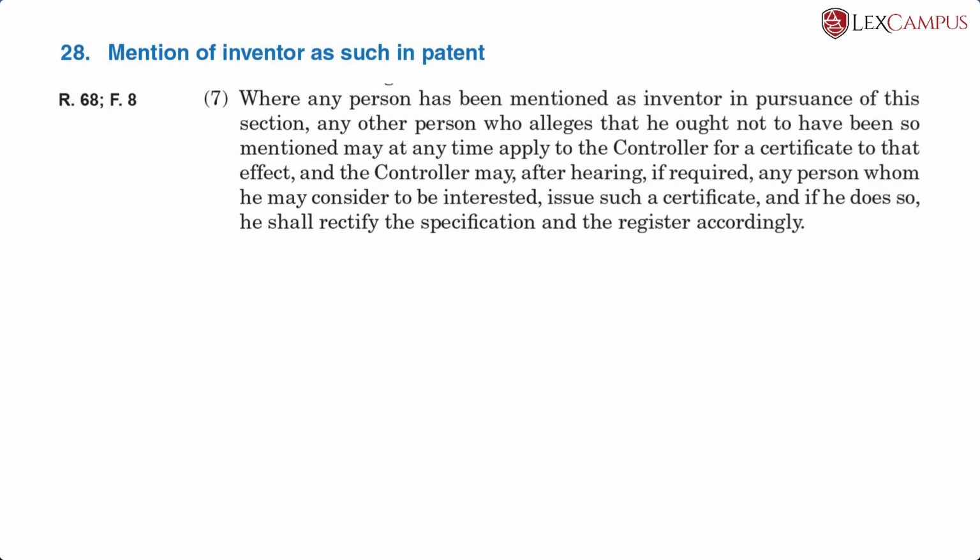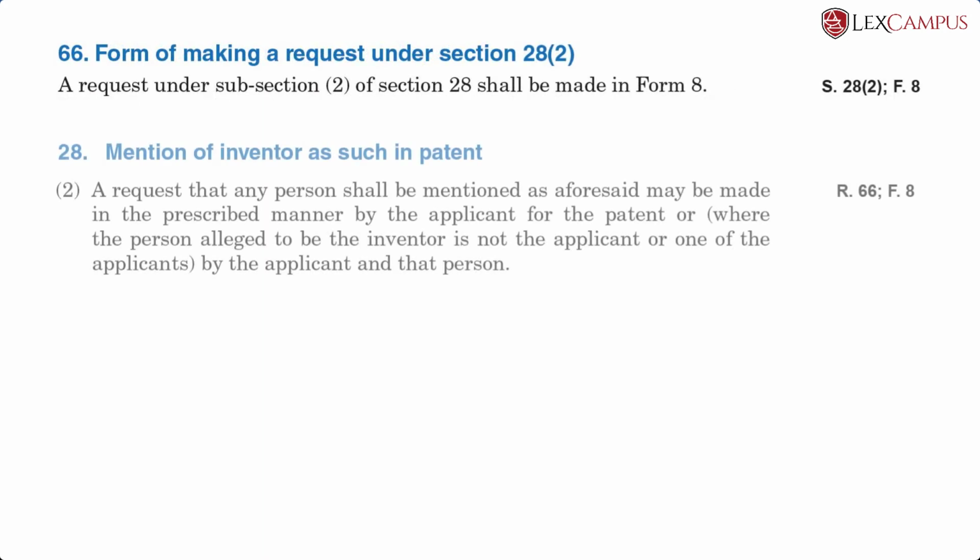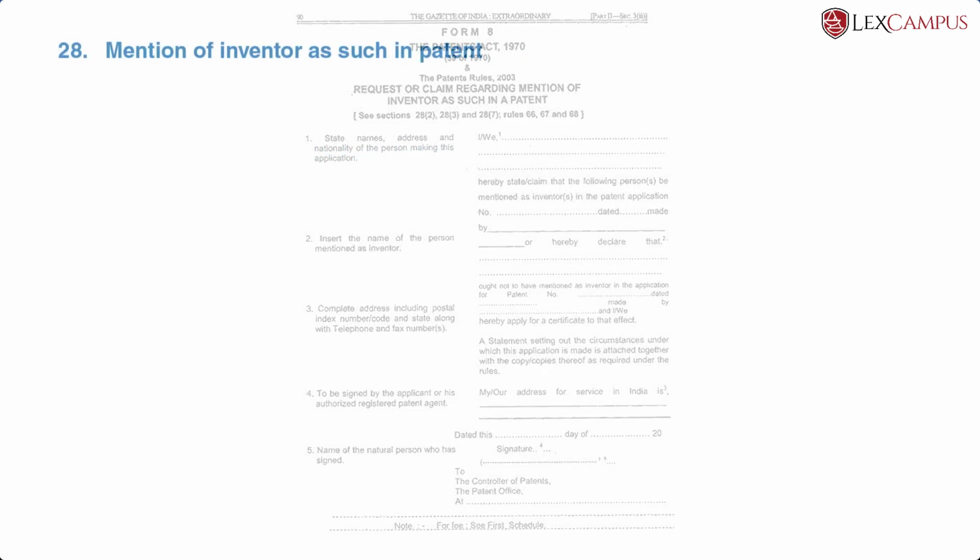So, there could be a question: how do you rectify a person whose name has been mentioned as the inventor under Section 28, but you are aggrieved or you feel that it needs to be corrected? What is the procedure to be followed? The procedure to be followed is under 28(7): you approach the controller for a certificate. Rule 66: the form under which 28(2) proceedings are initiated is Form 8. The same form is used for initiating proceedings under 28(3).